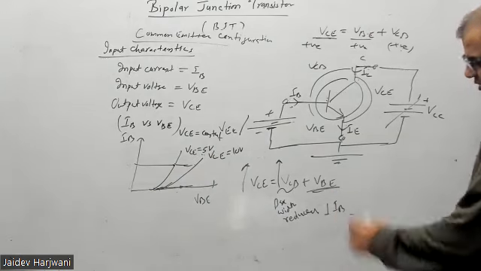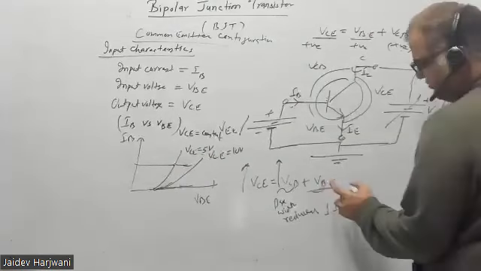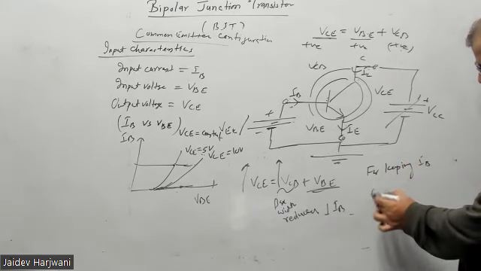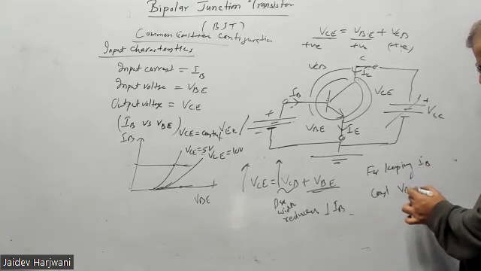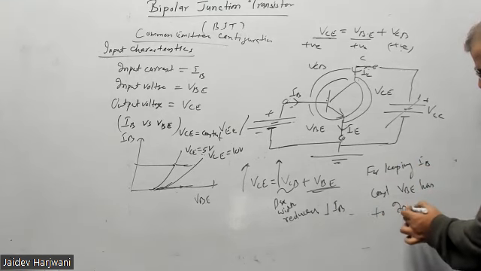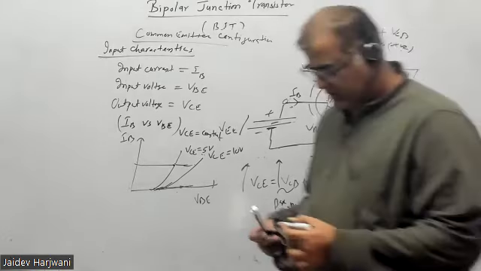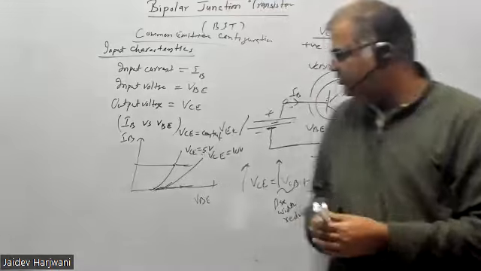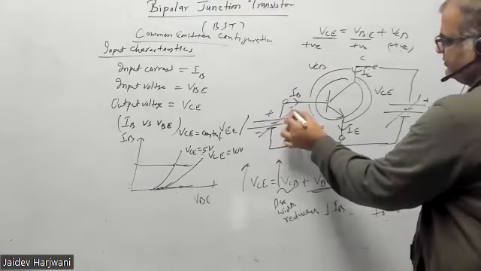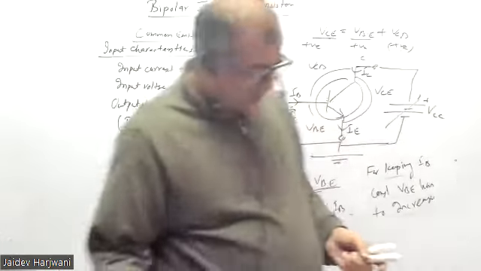So for keeping IB constant, you have to increase the VBE. I am writing: for keeping IB constant, VB has to increase. The reason is clear, because if you want more IB, you need more input voltage. It's a simple thing. You only have to give some attention.